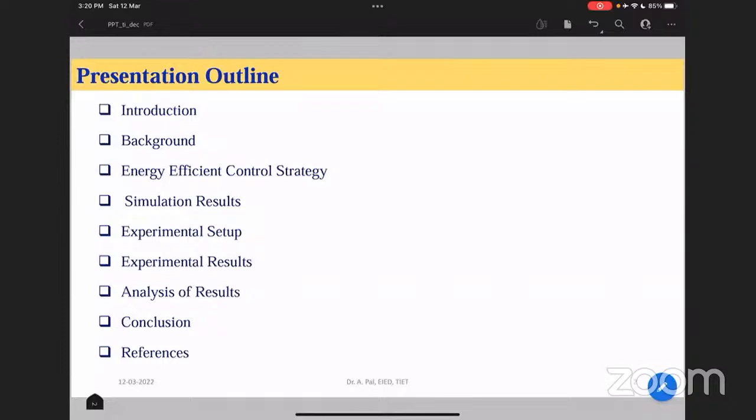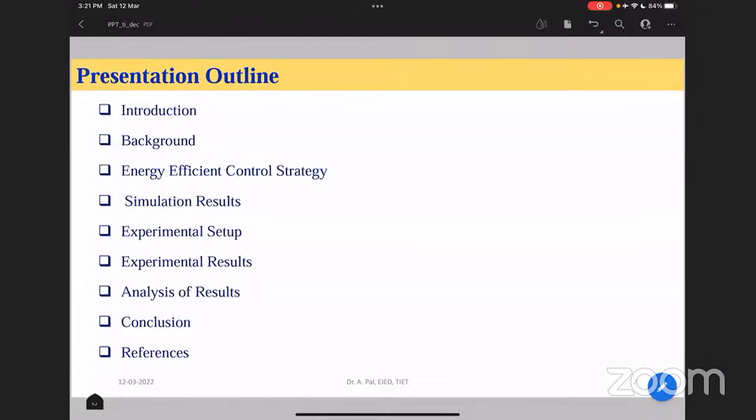It is to be noted that the efficiency optimization strategy is achieved by minimizing induction motor losses. So basically, we'll see how we can minimize the losses to get better efficiency, or you can say to manage or handle the energy. Consequently, the phrases energy management, energy efficient, efficiency optimization, and loss minimization are used synonymously in this presentation. At the end, I will show a few results, simulation as well as experimental, and I will analyze the results as well.